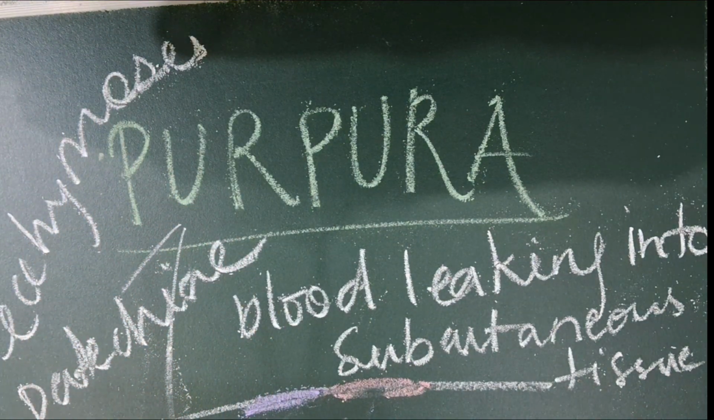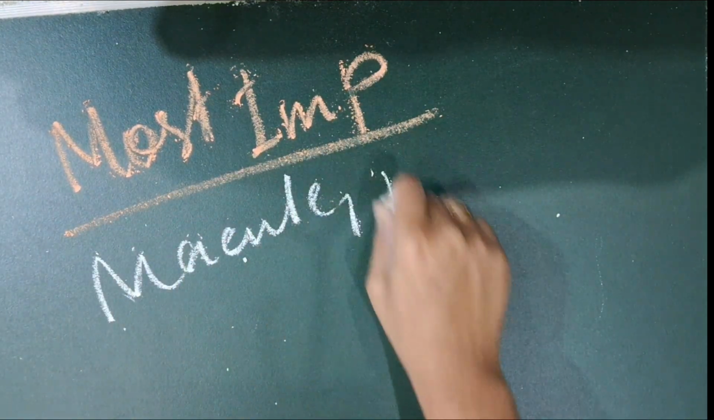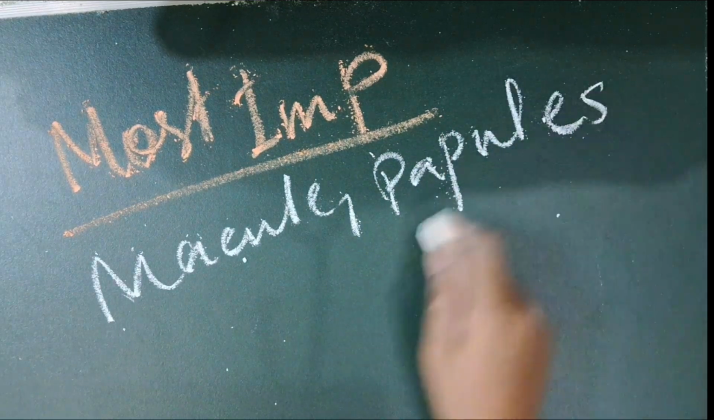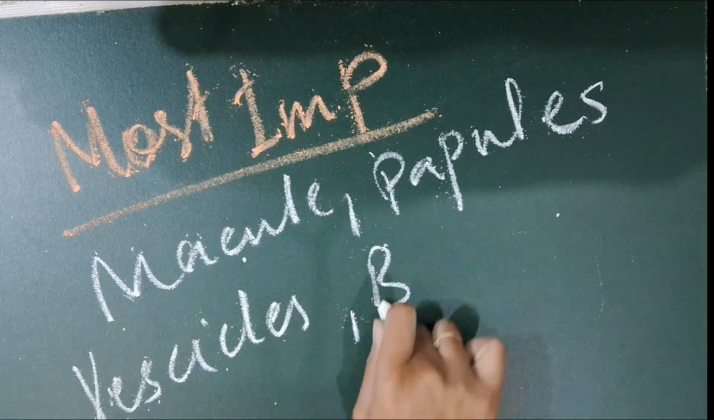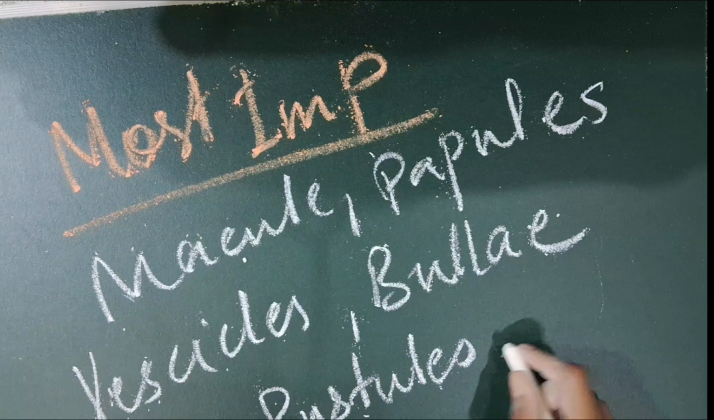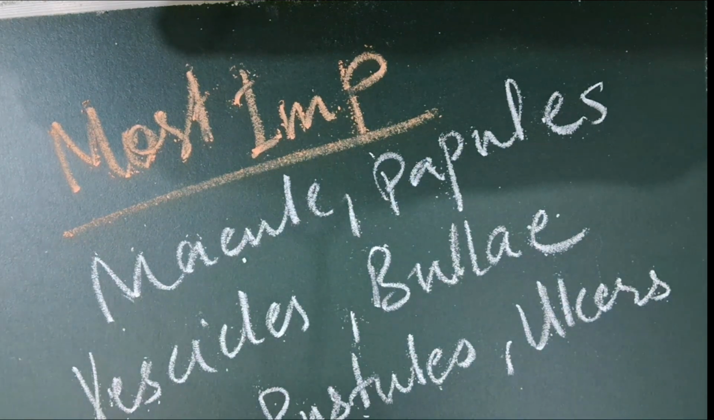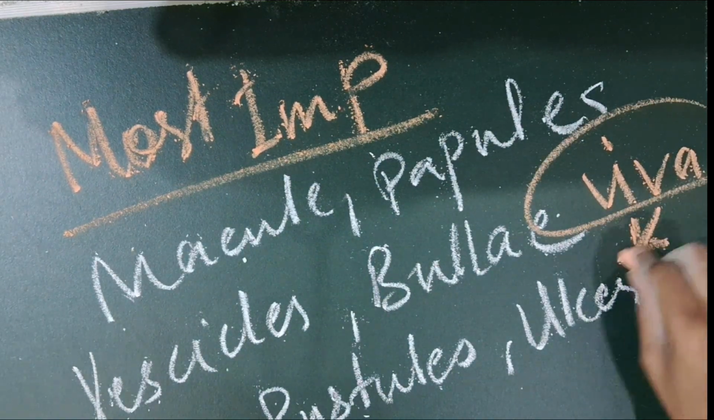So that's all for the lesions and their definitions. These are asked in viva. The important ones are macules, papules, then vesicles, which are also asked, and then bullae formation and pustules. Ulcer can also be asked. They are important for viva.